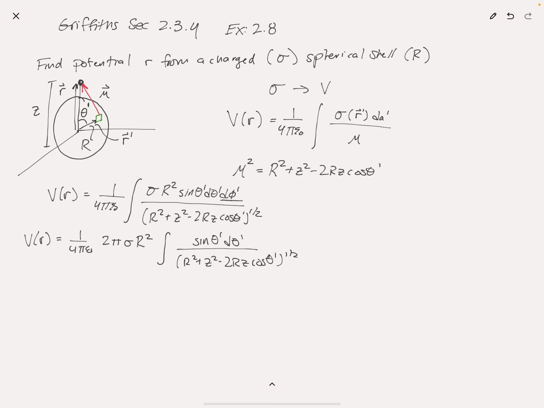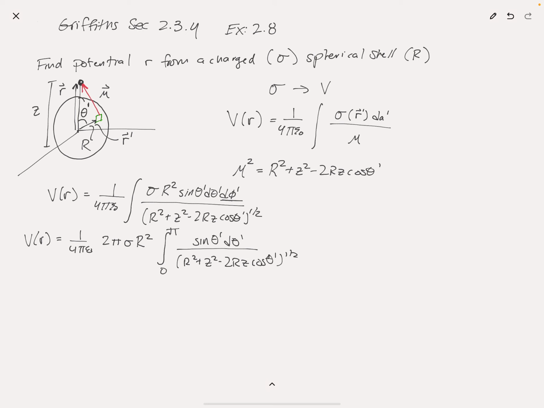So this is the point in time where I go to my integral solver. I prefer to use Wolfram Alpha. It doesn't matter what you use, but the important thing is I need to know what the bounds are. My bounds for theta, which is my polar angle, must go from 0 to pi.